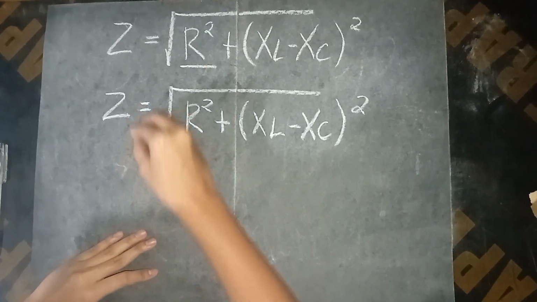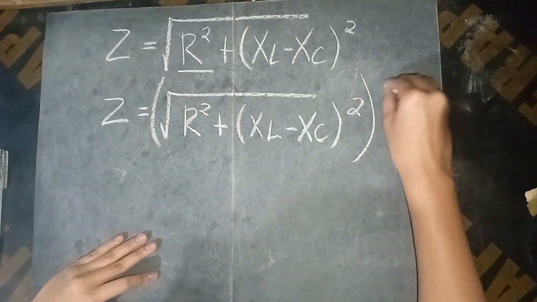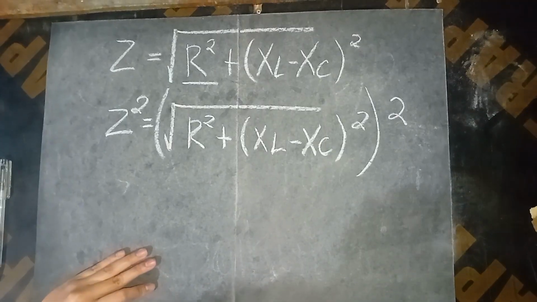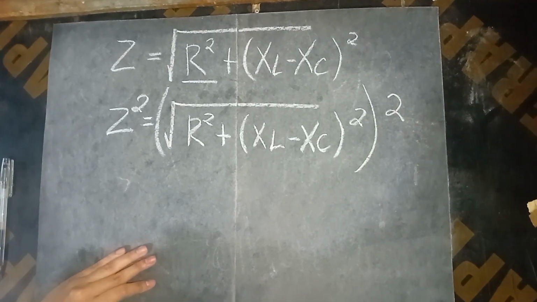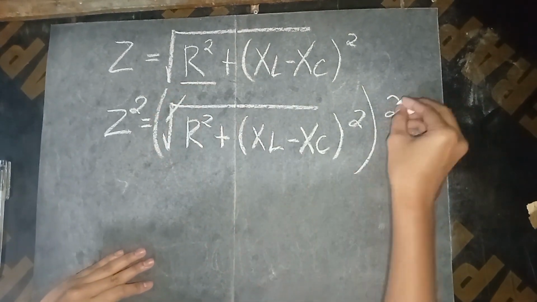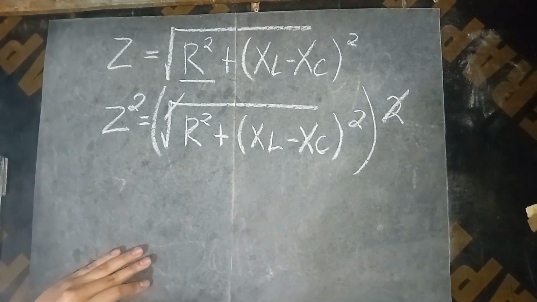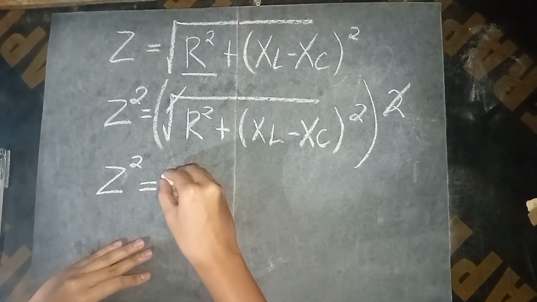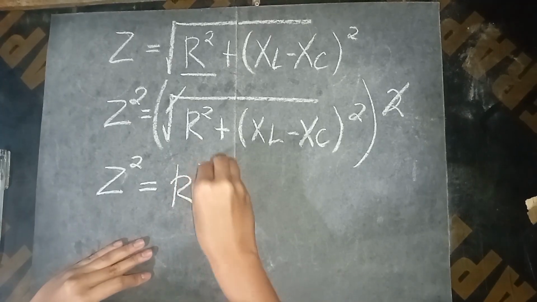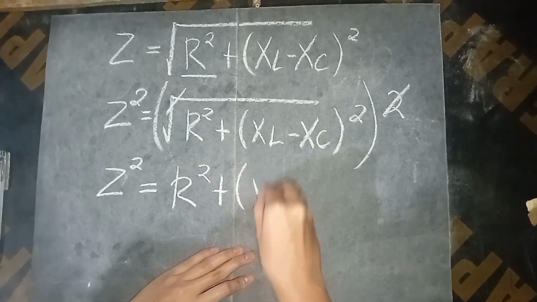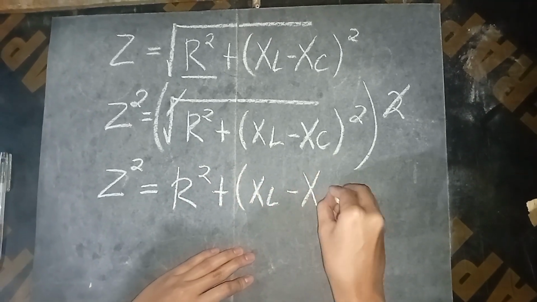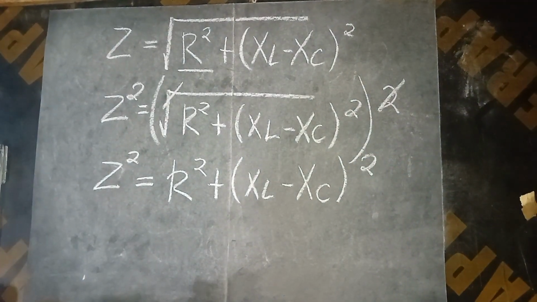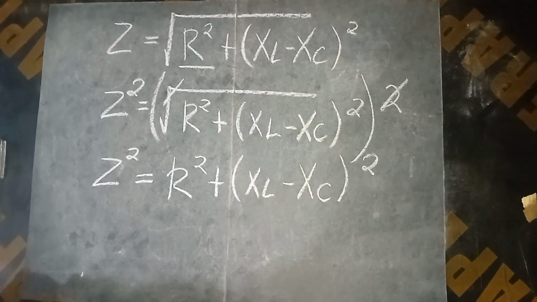So, ang first nga atong buhaton is atong i-square both sides. Since na-square naman ta both side, ang atong next buhaton is cancel. Then, i-copy ra na to which is Z squared is equals R squared plus XL minus XC squared. Since i-cancel naman nato ang square root, wala na siya square root.